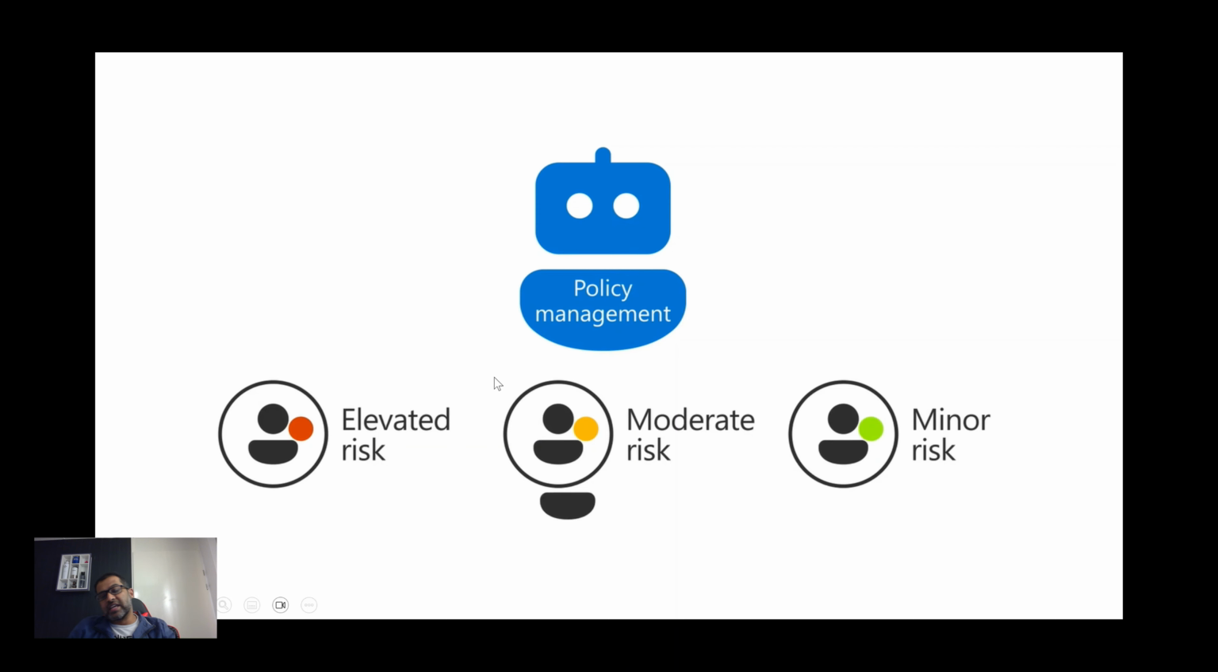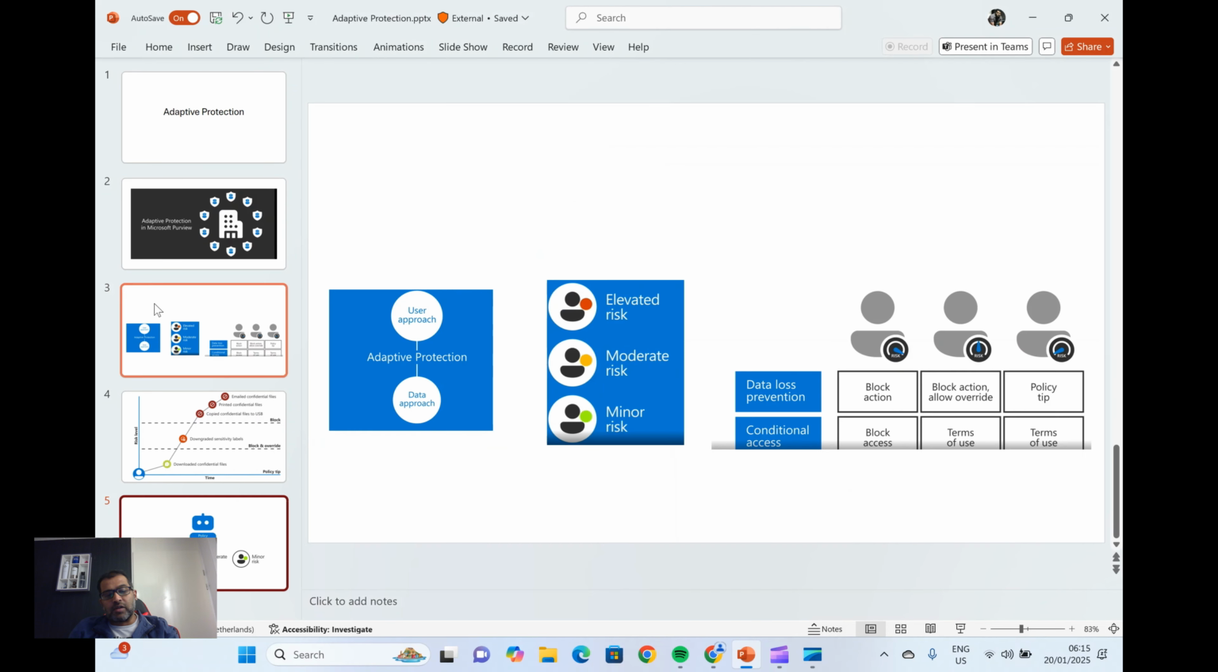So, of course, that's the reason you have the policy management. The policy is getting adjusted dynamically based on the risk level of the user. If it is an elevated risk, then it puts the user into the block mode. If it's a moderate risk, it puts them into an option with the override. If it is a minor risk, it's a policy tip. You can adjust and play around with all these things in the portal. We'll take a look at it.